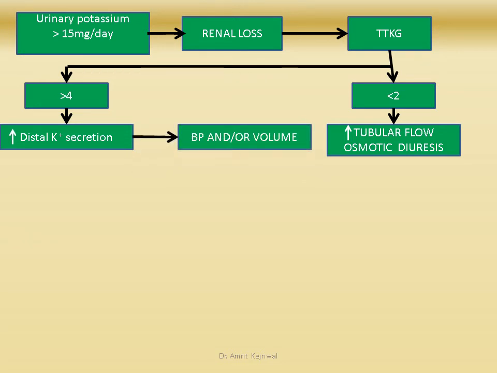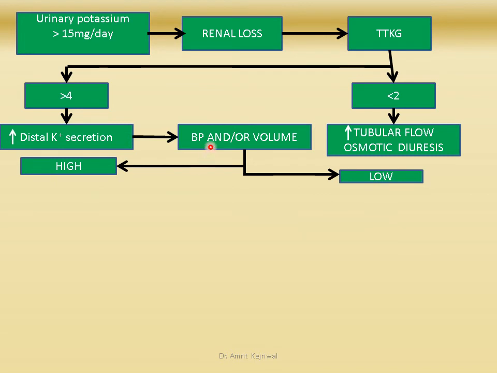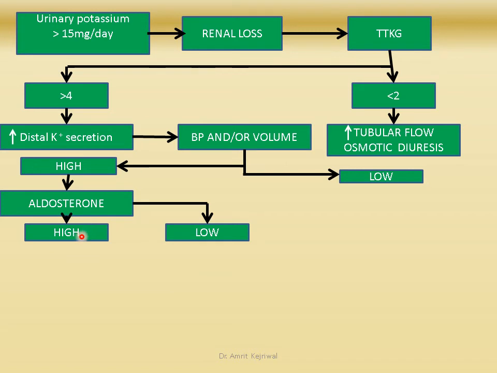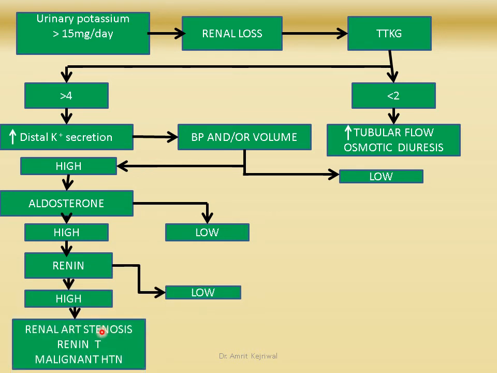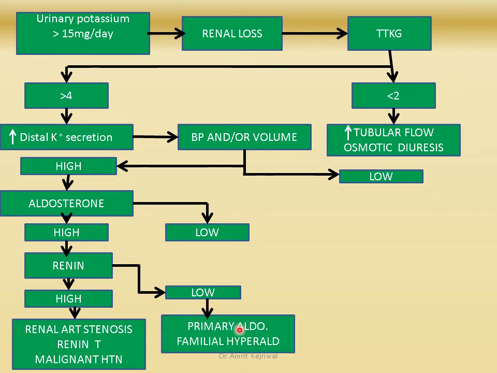Check the BP and volume. The BP and volume may be high or low. If it is high, do the aldosterone levels. Again, aldosterone may be high or low. If the aldosterone is high, do the renin. Renin can be high or low. If it is high, it is usually due to renal artery stenosis, renin tumors, or malignant hypertension. If renin is low, then it's due to primary aldosteronism or familial hyperaldosteronism.